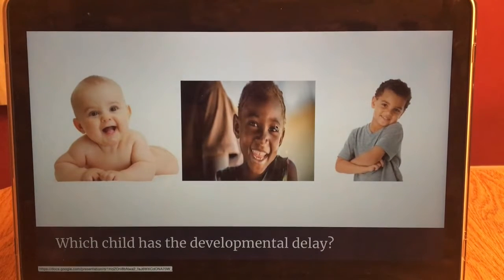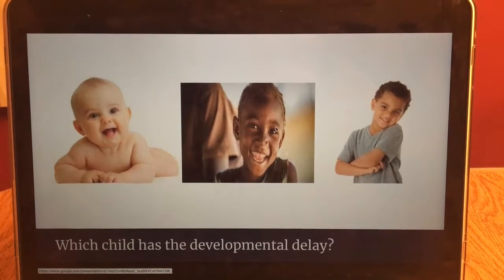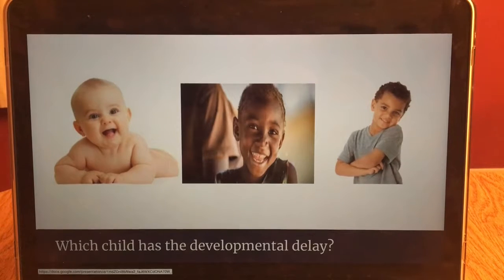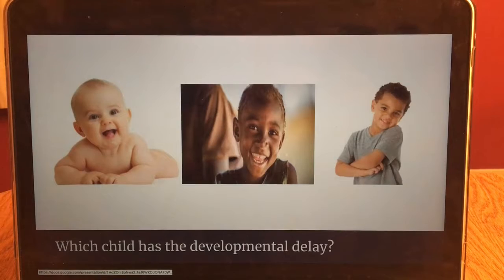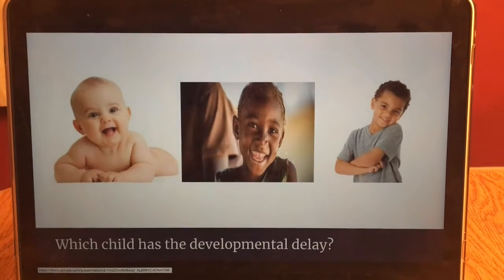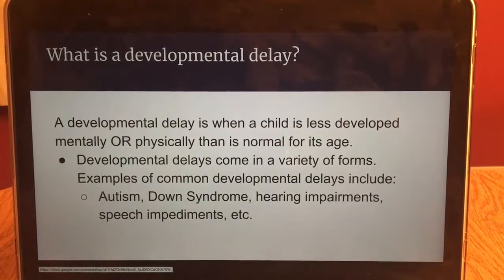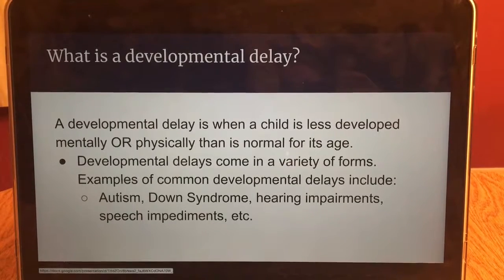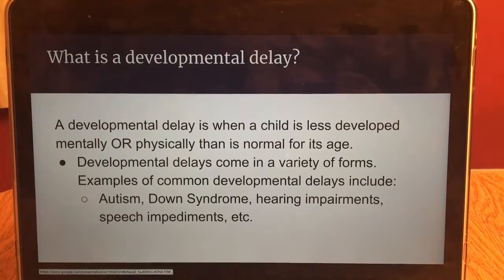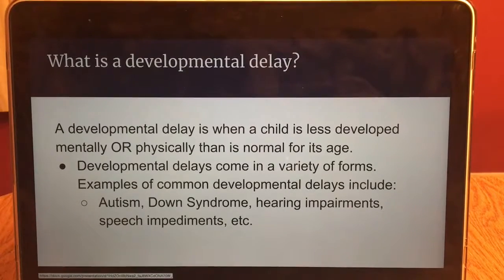All right, so which child has the developmental delay? They're all happy, and the point is that you can't tell. You can't always tell when a child has a developmental delay. Sometimes it's just not present on the outside. So what exactly is a developmental delay? A developmental delay is when a child is less developed mentally or physically than is normal for their age.